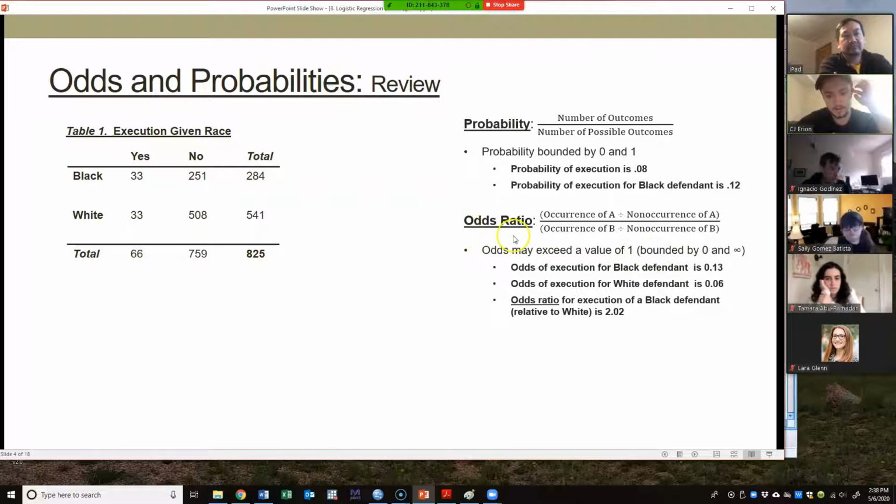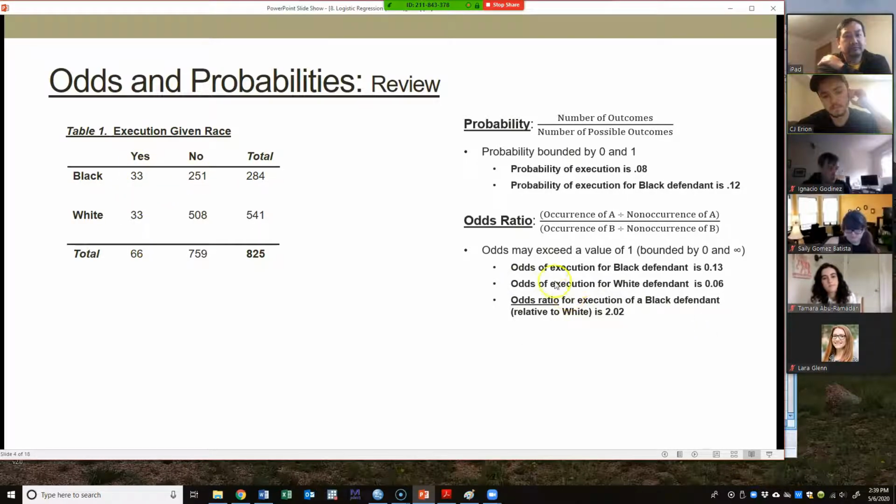Okay, so jumped a little bit ahead. If I'm just talking about the odds of execution for a black defendant, what's all I need to calculate there? I'm just talking about black defendants. Just the 33 by 251. Yep, that's it, right? So again, this is the odds of death sentence versus not death sentence, right? So different than our probability, which is the number over the total. Odds are working with occurrence over the top of non-occurrence.